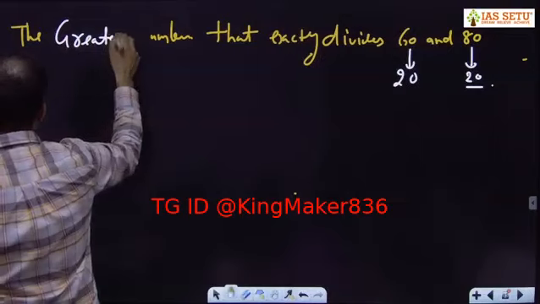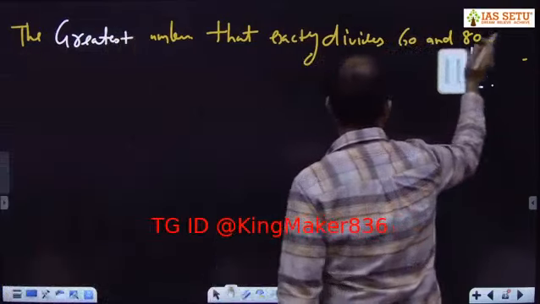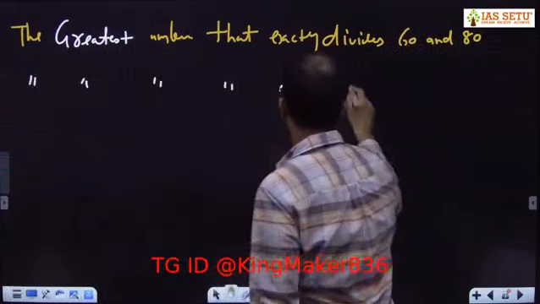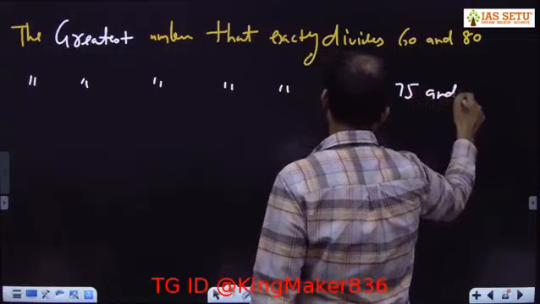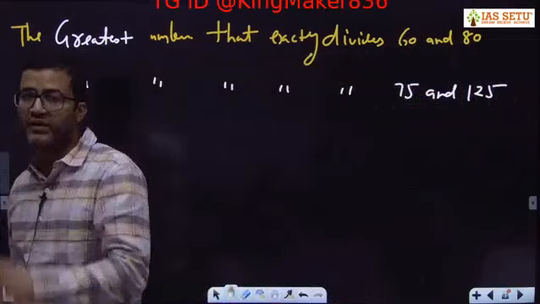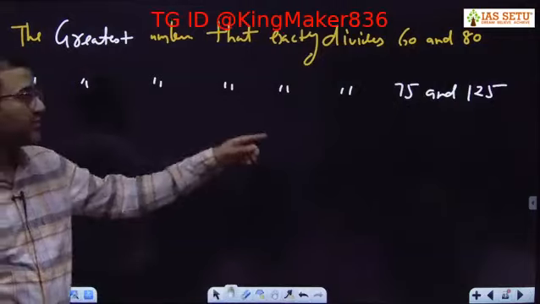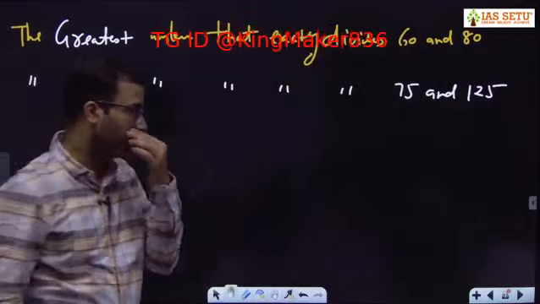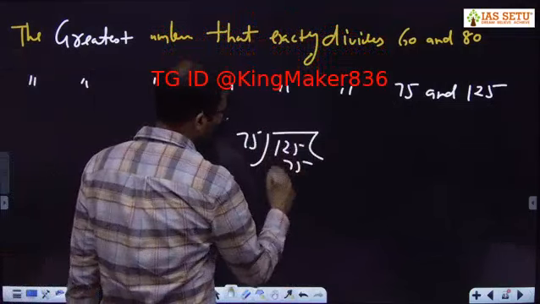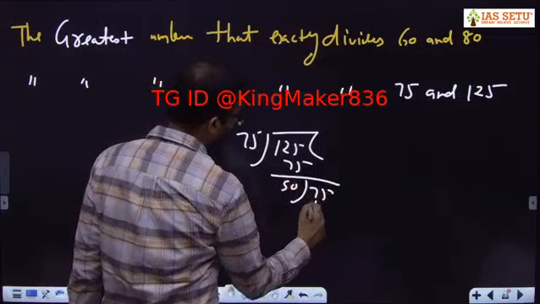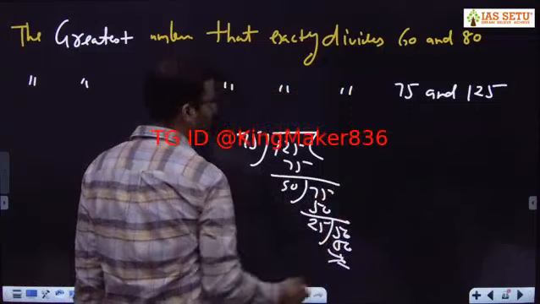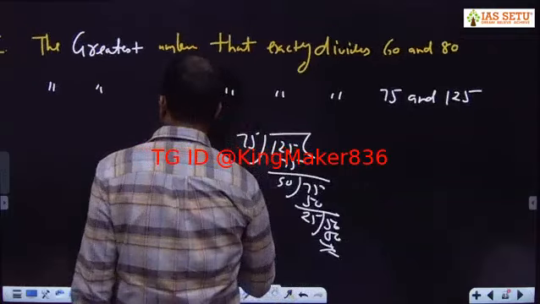So the question is: the greatest number that can exactly divide 60 and 80. The greatest number that exactly divides 75 and 125. It means you find the HCF of 75 and 125. What is the HCF of 75 and 125? 25. You can try the division method. So our HCF of 75 and 125 is 25. So our answer is 25.